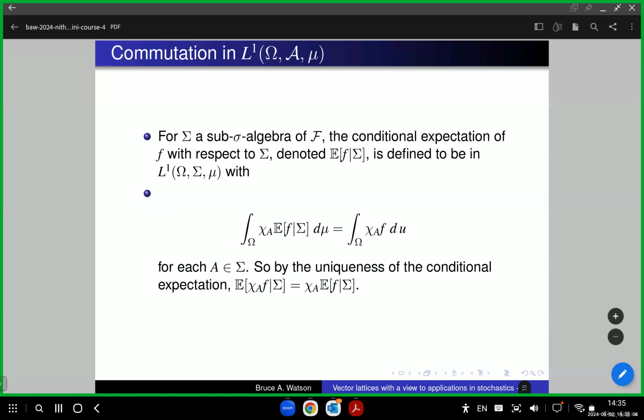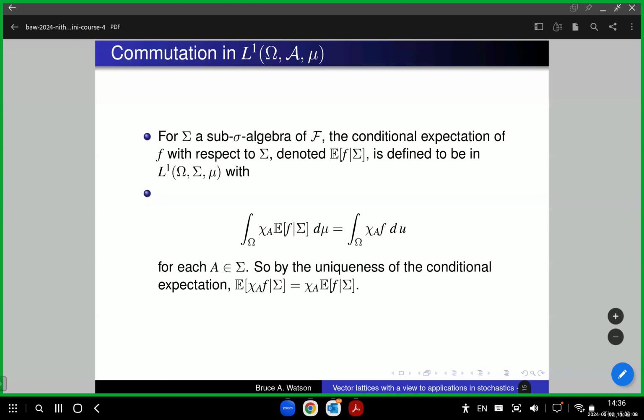then we're writing this defining property that we had early on, now in terms of characteristic functions. So we have that the integral over omega of the characteristic function or indicator function of A times the conditional expectation of f must be equal to the integral over omega of the characteristic function of A times f dmu. Sorry, that should be a mu, not a u, for each A in sigma. And so this gives us, by the fact that conditional expectation operators are uniquely defined, that the conditional expectation of the characteristic function of A times f with respect to sigma is the same as the characteristic function of A times the conditional expectation of f with respect to sigma, for each set A from sigma. So this is a commutation property.